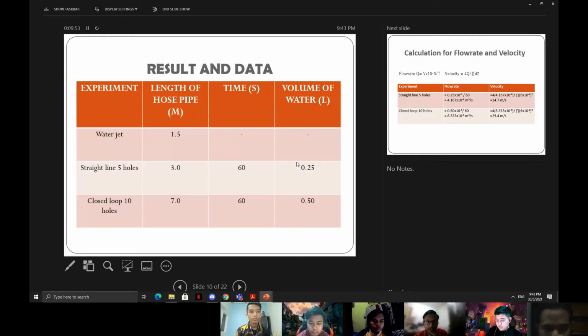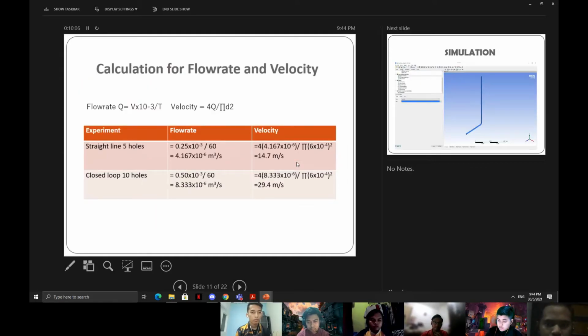And the volume of water that we get for the straight line 5 holes is 0.25 liter. And for the closed loop 10 holes, we get 0.5 liter. Okay, we move to the next slide. This is the calculation for the flow rate and the velocity.